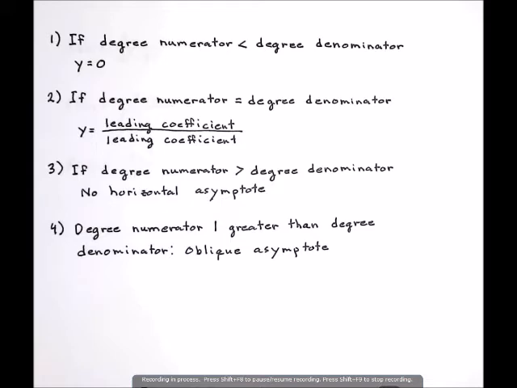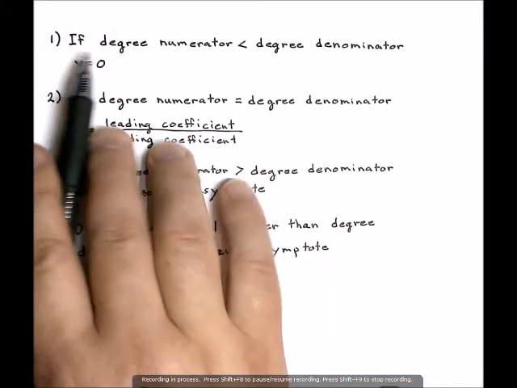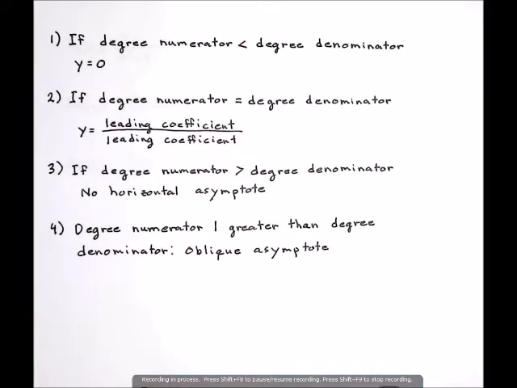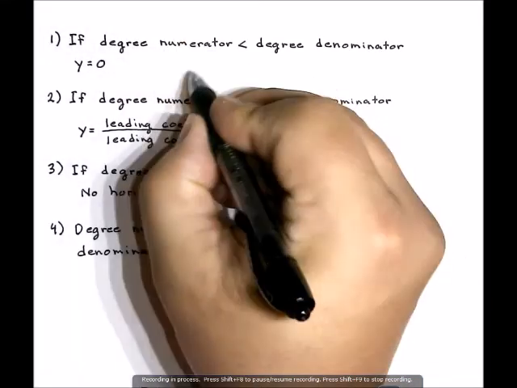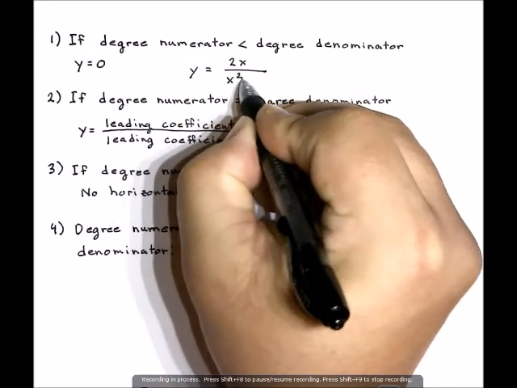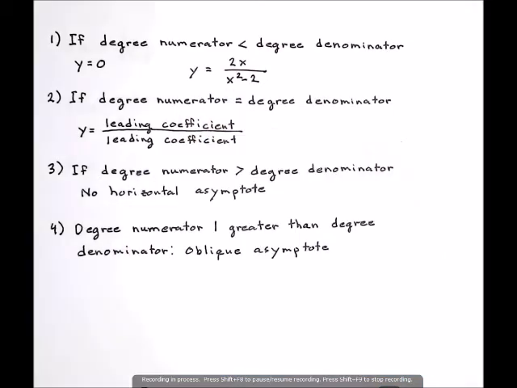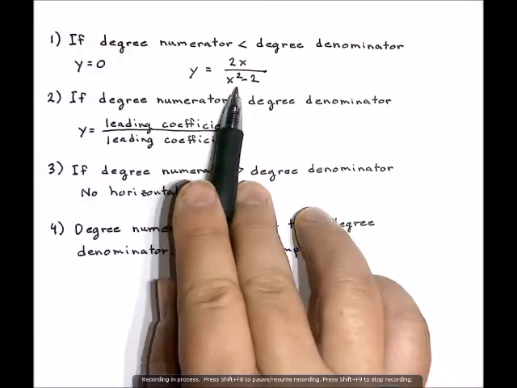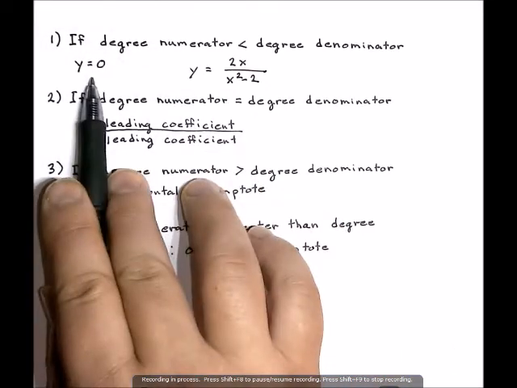Now, here are the rules for horizontal asymptotes, and they can get a little bit confusing. So let's go through them one by one. First one, if the degree of the numerator is less than the degree of the denominator, then we have a horizontal asymptote of y equals 0. And what that means is equations like this. Degree in the numerator is 1, degree in the denominator is 2. Degree in denominator is greater, so y equals 0 is our horizontal asymptote.